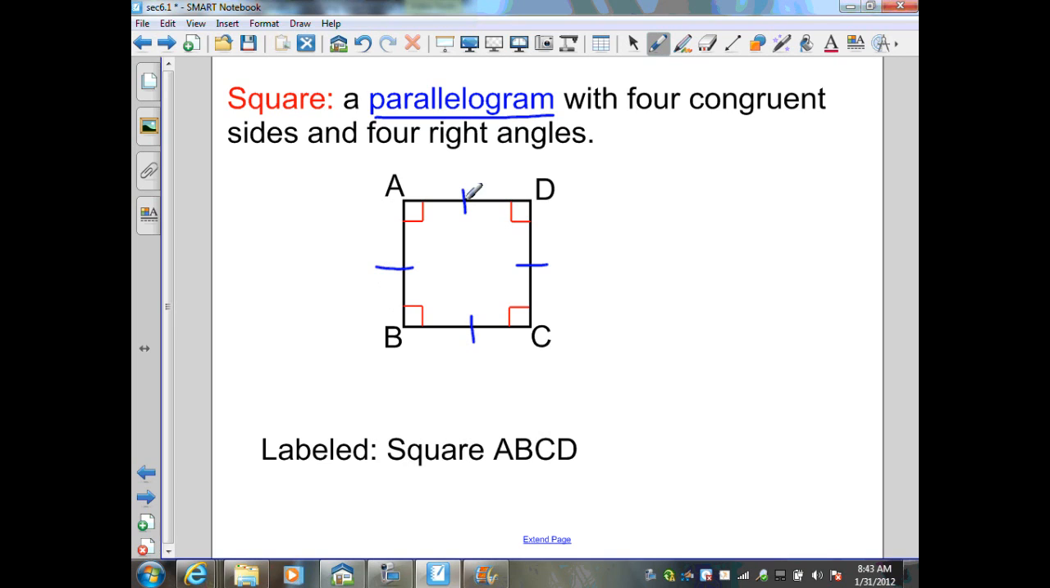A rhombus has four sides congruent. A rectangle has four right angles. And again, it has all the properties of a parallelogram. And it is labeled as square ABCD. Again, it has all the rules for labeling my polygon.